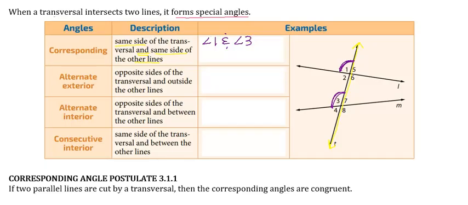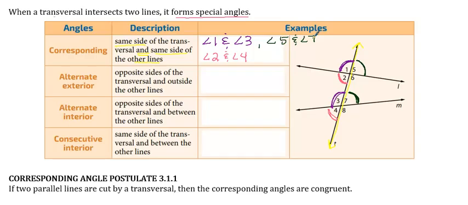Then we're going to have angle 2 still on the left side, but now it's on the bottom of line L. What is it corresponding to? Excellent, angle 4. So this is going to be angle 2 and angle 4. What if we go to the top and say, let's go to the right side of the transversal on top of L? That would correspond with which angle? 7, because it's on the right of the transversal and it's on top of line M. So we have angle 5 and angle 7.